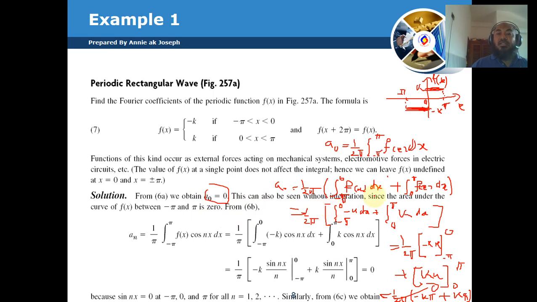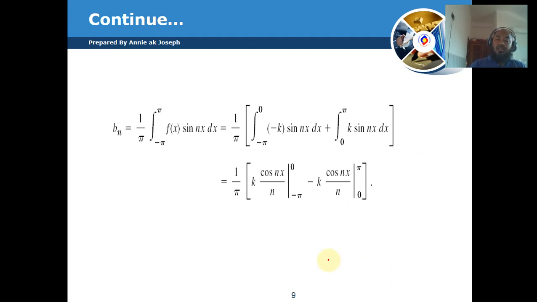So this can be seen without integration. If you look at it, f(x) is actually odd, since the area cancels to 0. So an is equal to, okay, let's see the an, 1 divided by pi, with 0 minus k constant. Okay, it's easy actually. You just need to make the integration of this. I assume you can do it. Because sine nx is equal to 0 at minus pi, 0 and pi for all n, this will be 0, all of this will be 0, and then we only have the bn. So bn is equal to sine here, and then after that we can have cos here.